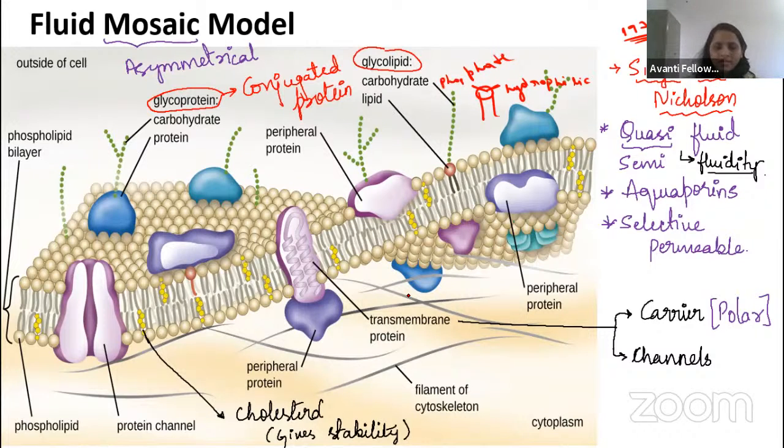Then coming to the tail. The tail is hydrophobic, guys. In the tail you can see one tail is saturated and another tail is unsaturated, right? So what do you mean by saturated? Can anyone tell me? Yes, single bond. When we are talking about the saturated, the carbon-carbon is having the single bond. When we are talking about the unsaturated, it is having the carbon-carbon double bond, right? So unsaturated fatty acid.